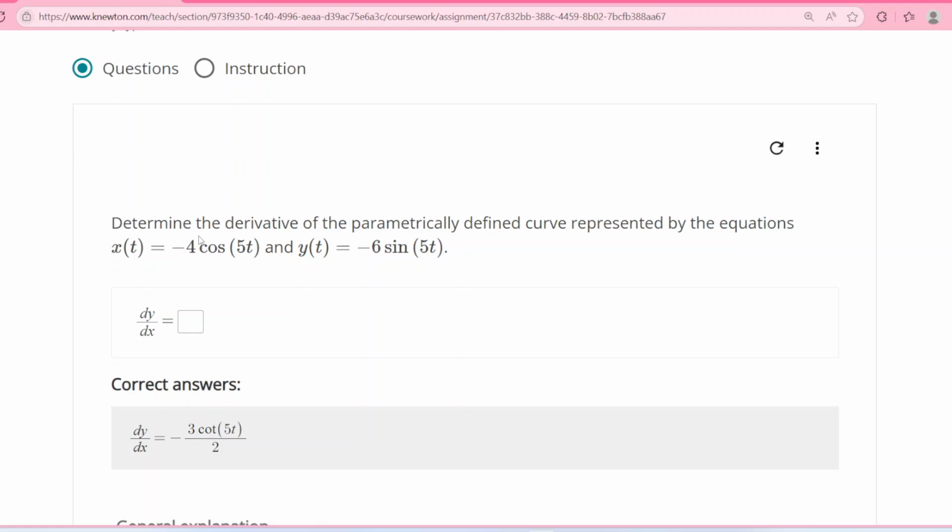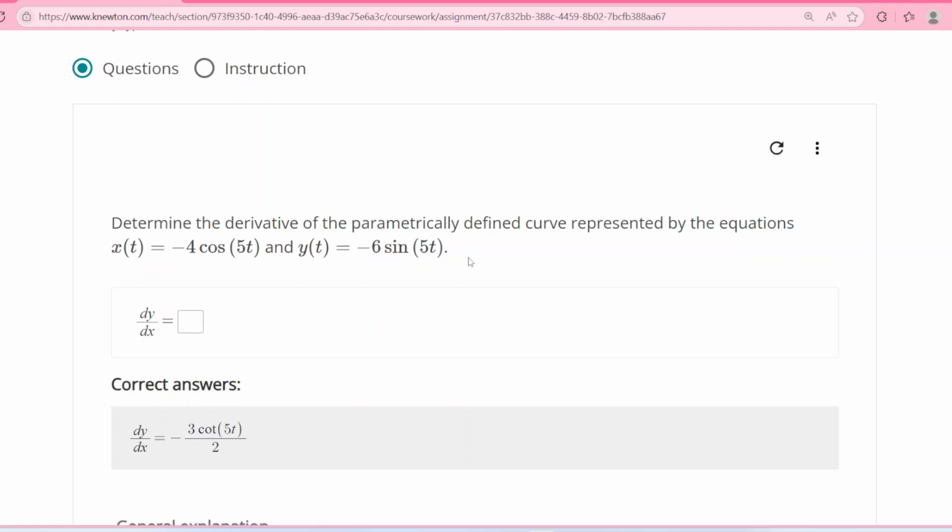So here we're asked to determine the derivative of the parametrically defined curve represented by the equations x of t equals -4 times the cosine of 5t and y of t equals -6 times the sine of 5t, where t is considered the parameter that the x and y coordinate of our location depends upon.